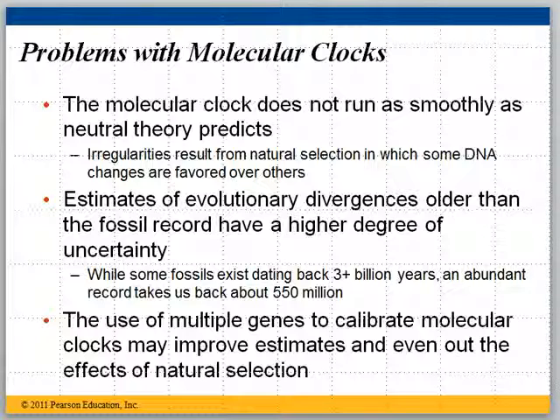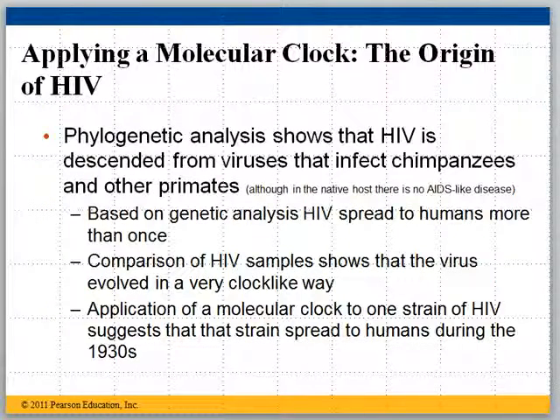Your textbook gives a great example of applying this molecular clock to a particular instance, for example the origin of HIV, the virus that causes AIDS. Phylogenetic analysis shows that HIV is descended from a virus that infects chimpanzees and other primates. What's weird is that the original primate native hosts don't get the AIDS-like disease.